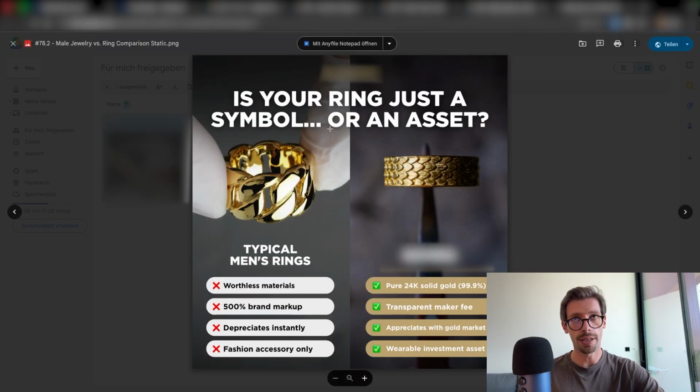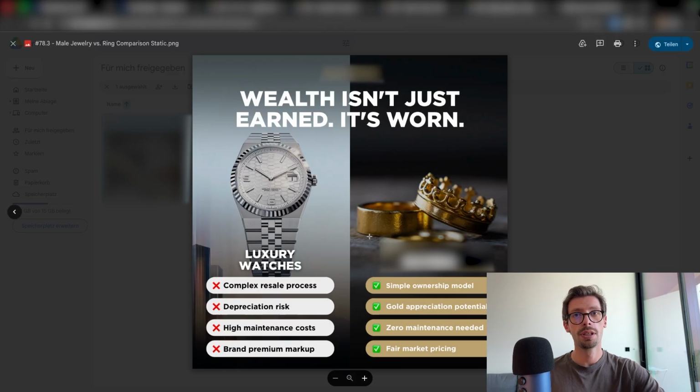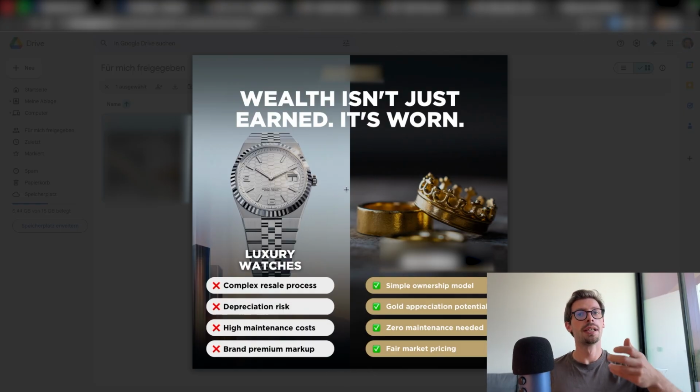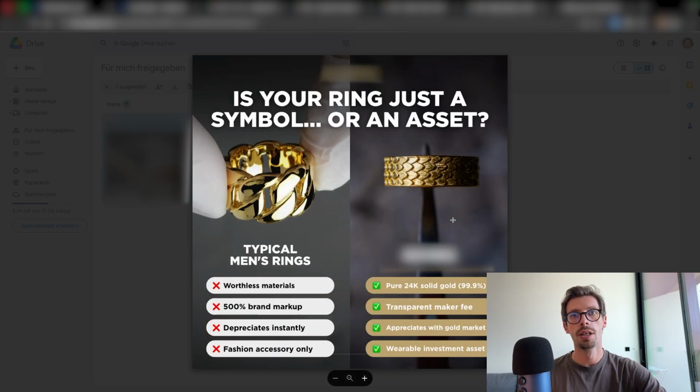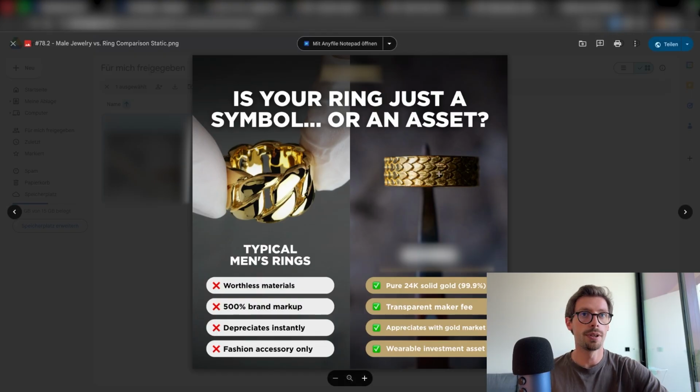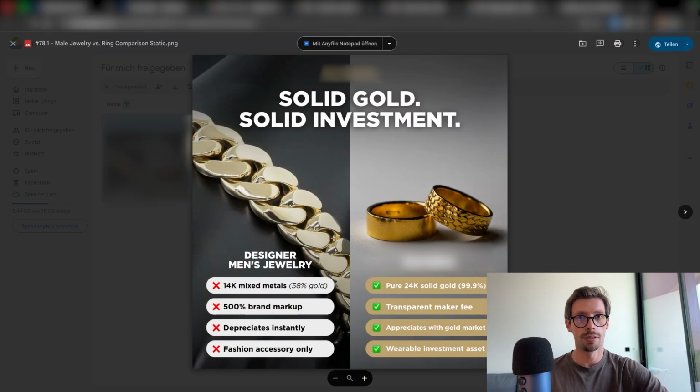Now the next variation is actually comparing it to rings, but again not gold rings. "Is your ring just a symbol or an asset?" And then the next one compares it to luxury watches, which is again a completely different alternative or competitor. But here you can see we have a real split test. The common theme, the variable that's the same, is the higher level concept, the comparison concept, but we compare it to very different things. People who buy luxury watches might find this interesting. People who buy rings that are not really worth much because a brand is just marking them up might find this interesting. And people who buy general gold jewelry might find this interesting. So this is the split test here.